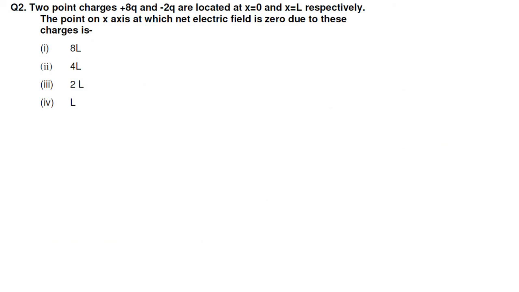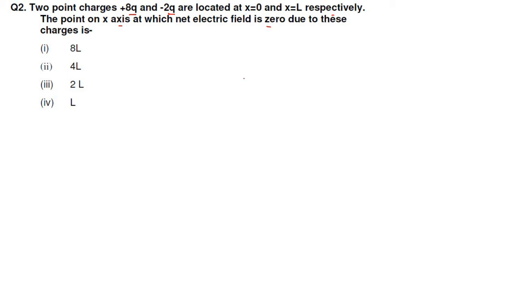Question number 2. 2 point charges plus 8q and minus 2q are located at x is equal to 0 and x is equal to L respectively. The point on x-axis at which net electric field is 0 due to these charges is option 1 8L, option 2 4L, option 3 2L, option 4 L. So we see how to answer this.